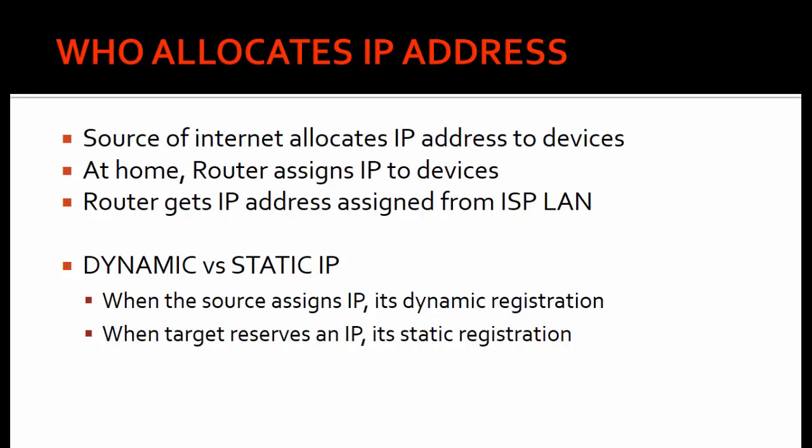You go to the airport, you use the Wi-Fi. You go to a coffee shop, you use the Wi-Fi. You go to your office, you use the internet. You come home, you use the internet. The question is, who will assign the IP addresses to all these devices? In very simple terms, the source of internet allocates IP addresses to the devices. Whatever your source of internet is, that device will allocate the IP address to the target device.